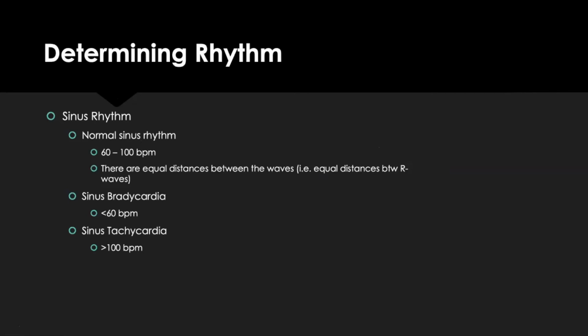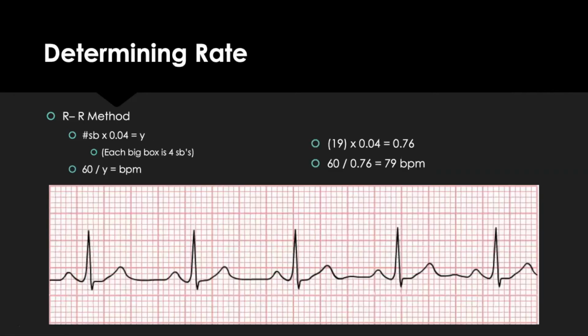So now I'm going to get into rhythm. You're going to know what a regular rhythm, what a normal rhythm is, and what an irregular rhythm is. Normal sinus rhythm is between 60 and 100 beats per minute, and there are equal distances between the waves. Sometimes you can have a heart rate between 60 and 100 beats per minute, but the waves may differ in length between.